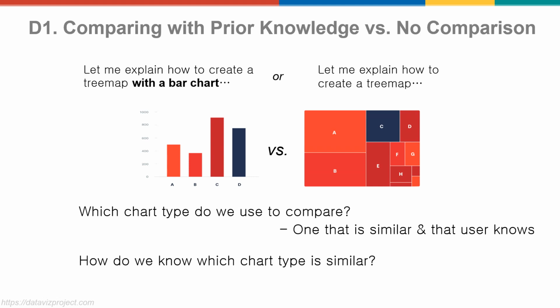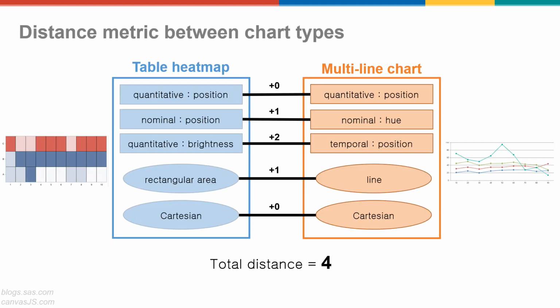But then, how do we decide on which chart type to use for comparison? The answer is we use another chart type that is similar to the one being explained. But then again, how do we know which chart types are similar? To answer this question, we developed the distance metric between different chart types. The distance is calculated by comparing the specifications of two different chart types.